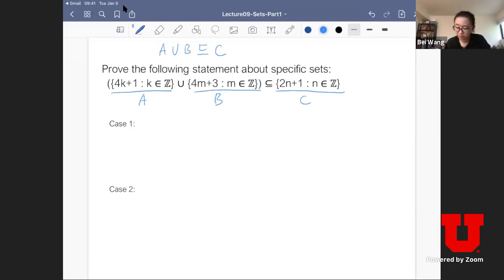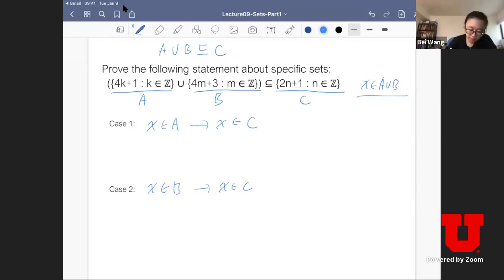Okay, so now if we want to show A union B is a subset of C, then we have two cases. The first case is if X is in A, we want to show X is in C. Because I take an X which is part of A union B, and if I want to show this element is in C, X has two possibilities: either it is in A or it is in B. The second case is when X is in B, we want to show that X is in C. Okay, let me write it more accurately.